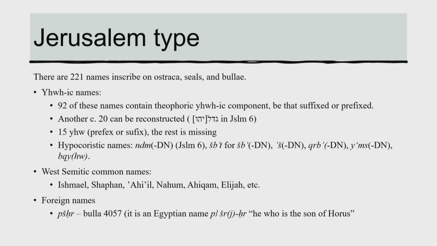Then we have another about 20 names that can be reconstructed, like Gedaliyahu, or there are 15 Yahweh prefixes or suffixes, and the rest is missing because it doesn't exist. And we have a lot of hypocoristic names, for example, Nadama, and plus there should be a divine ending. So there is another group of West Semitic common names like Ishmael, Shaphan, Achikam, and also we have foreign names like Pashehur, which is an Egyptian name.